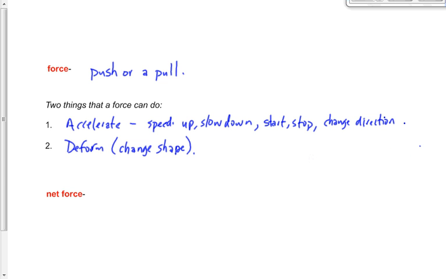Well, the net force would be the total force. What term did you use? The overall force. Sometimes we call it the unbalanced force. When we add all the forces together, both positive and negative, the net force would be that total overall unbalanced force. I want to say it's the total or unbalanced force.